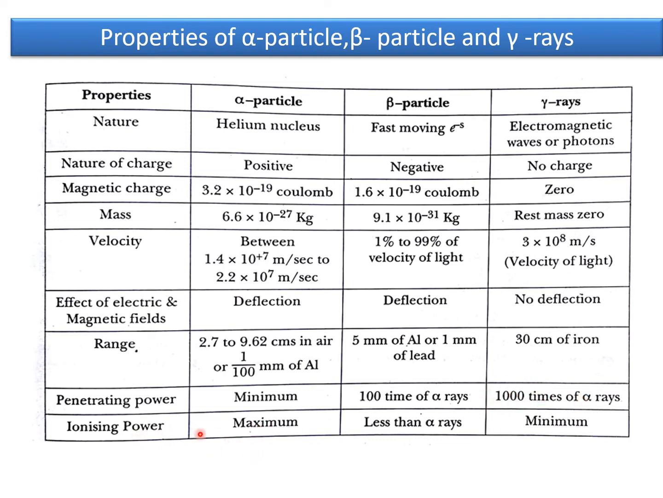Ionizing power depends on the interaction of the particle. The alpha particle interacts more with the material, therefore it has the maximum ionizing power. The beta particle has a high speed, 100 times that of the alpha, therefore less interaction and less ionizing power. The gamma ray has 1000 times the speed of the alpha particle, therefore minimal interaction with the material, causing the least ionizing power.